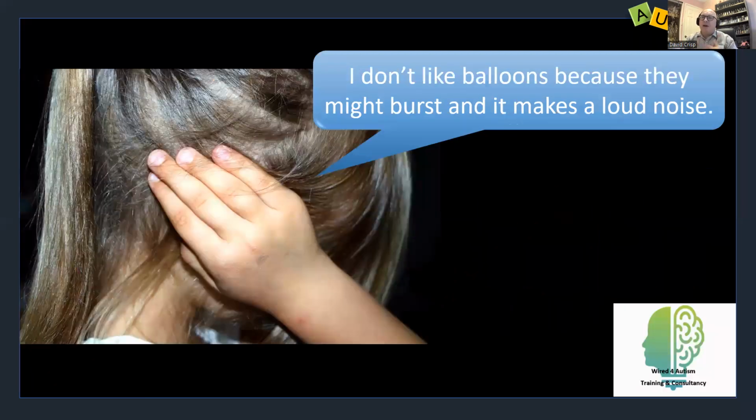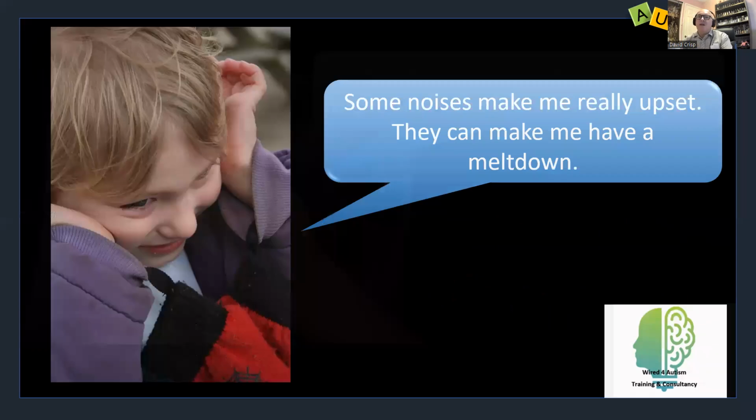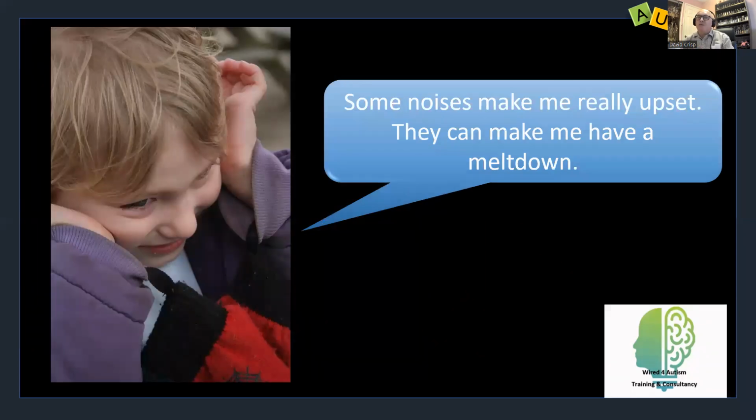And this child here says, "I don't like balloons because they might burst and it makes a loud noise." That's the problem with balloons, isn't it? They may look pretty, but when they pop, it's a shock. Most people will jump if a balloon goes off when they're not expecting it, but that loud noise can actually cause physical pain for some people that are autistic. So not just being uncomfortable, but actual pain. And this young lad here says, "Some noises make me really upset," and as I've mentioned, can cause him to have a meltdown.